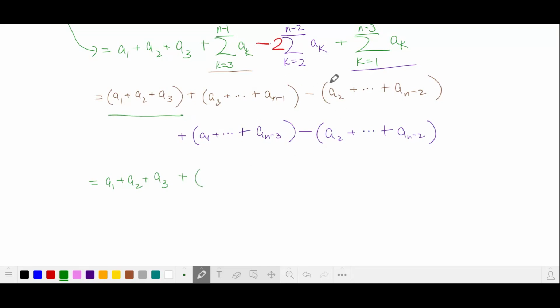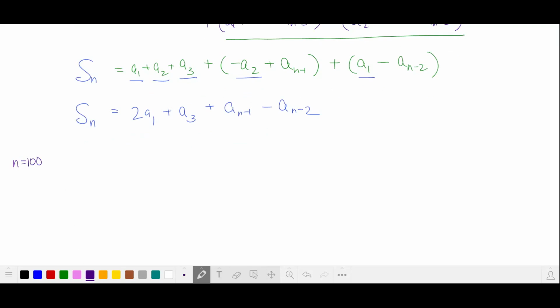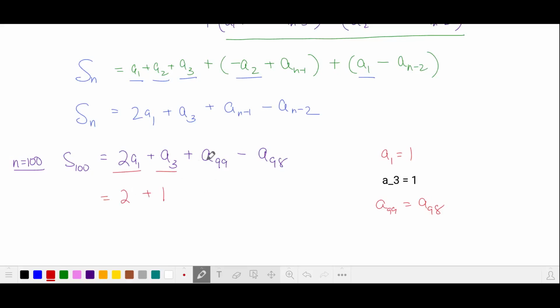What we have left over is a minus a sub 2 and a plus a sub n minus 1. Here with these last 2 terms, we have an a sub 1 and an a sub n minus 2. Now we'll combine like terms. The a2's disappear, and we'll plug in n equals 100 to get our sum of the first 100 terms. Recall from the problem statement, we have 2 and 1, and these last 2 terms disappear, and our answer is 3.